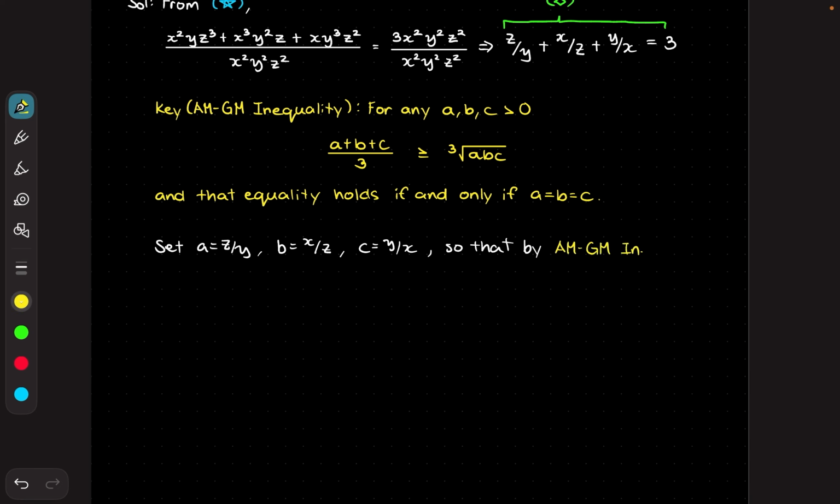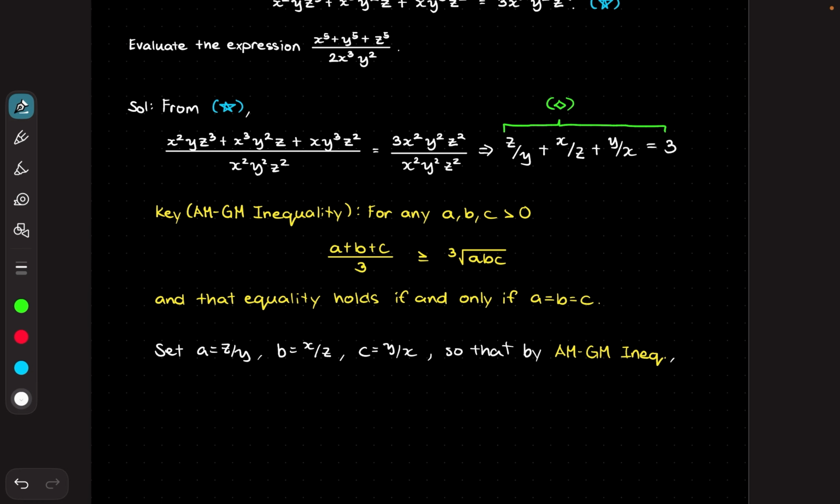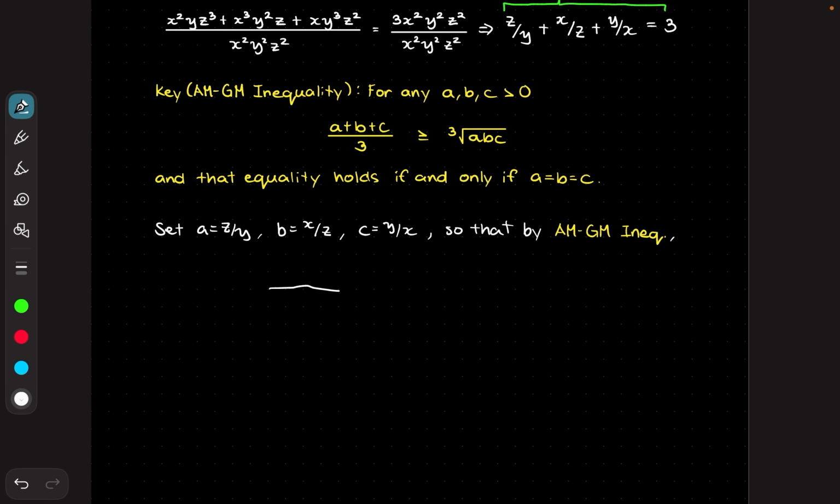AM-GM, let me abbreviate it as INEC only, by AM-GM inequality. We know that our a, z over y, plus our b, x over z, and our c to be equal to y over x, all over 3, must be greater than or equal to their products, which are z over y times x over z times y over x. There you go.